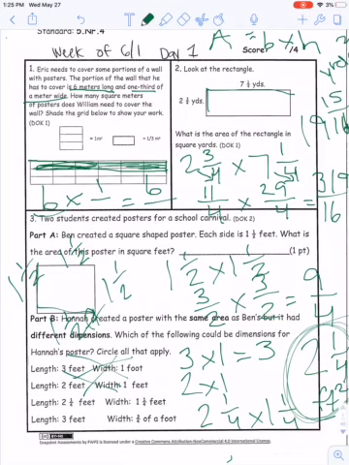2 times 4 is 8, plus 1 is 9/4. 1 times 4 is 4. 4 plus 1 is 5. Okay. 4 times 4 is 16. 9 times 5 is 45. We need to now simplify. I'm bringing it over here.